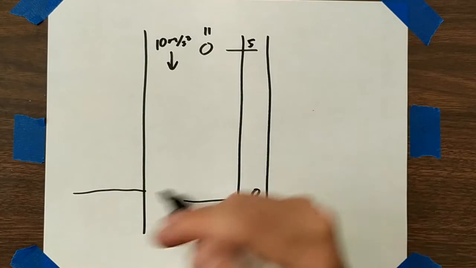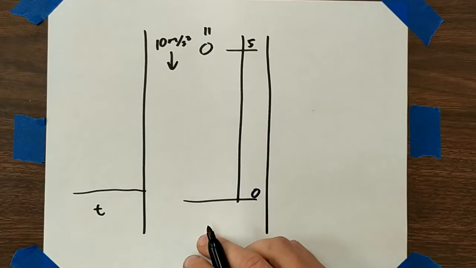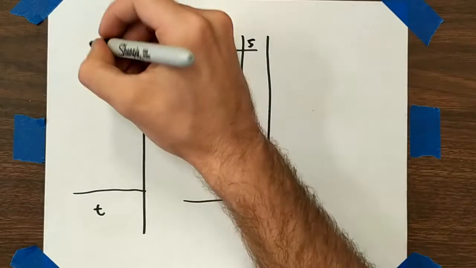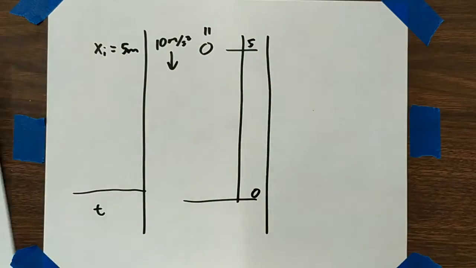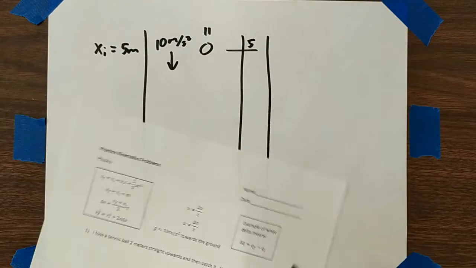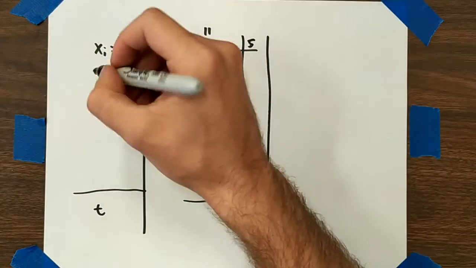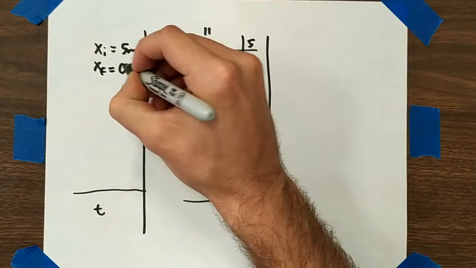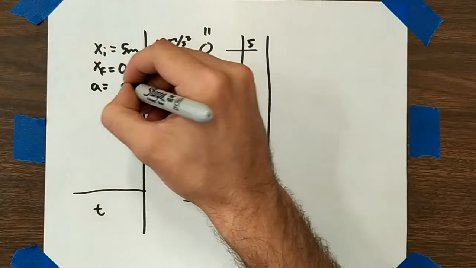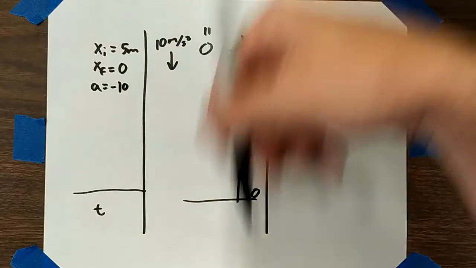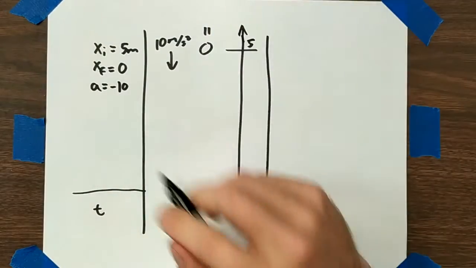All right. Question, what do I need to know? I'm looking for time. What do I already know? I know that it starts off at 5 meters. So that's given in the problem. So I'm solving the problem of something starting at 5 meters, ending at 0. So x final is going to be 0. Our acceleration is going to be negative 10. It's negative 10 because I'm going to call this direction positive. So up is positive, down is negative.